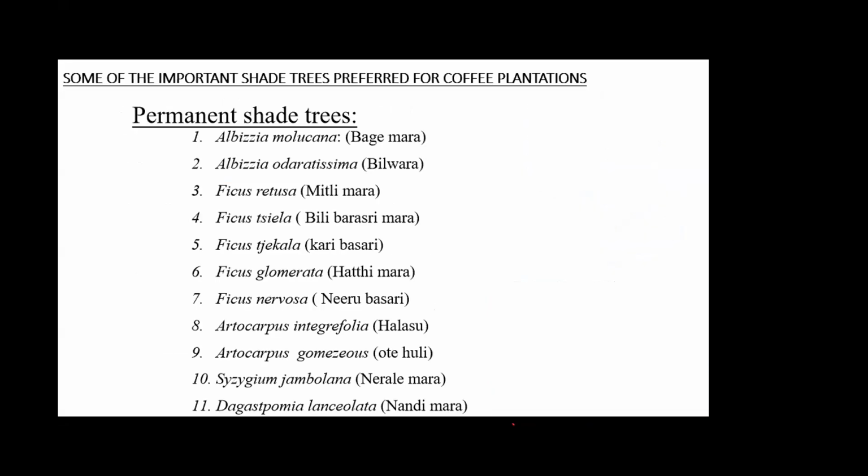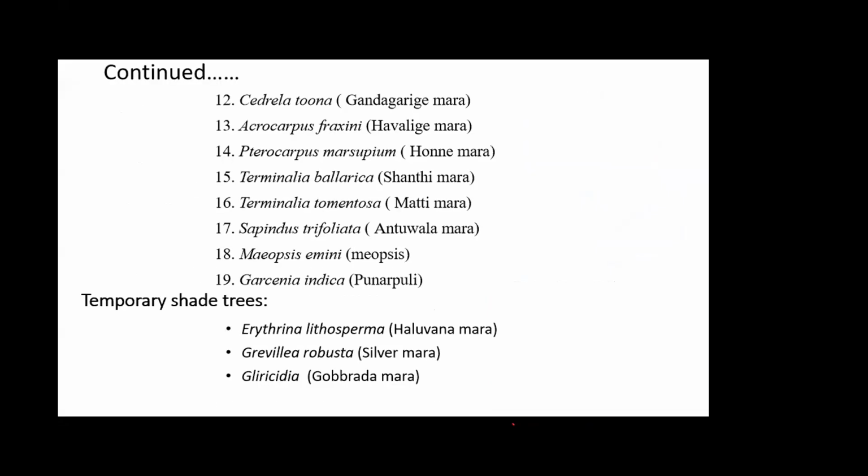So these are some of the important shade trees preferred for Arabica plantations. And these are the temporary shades.